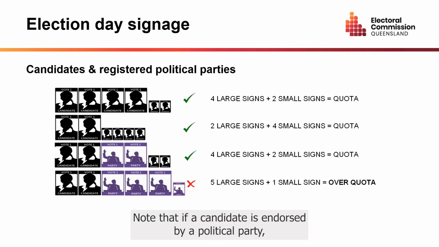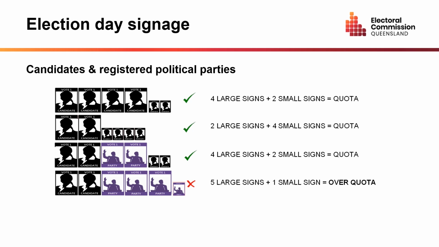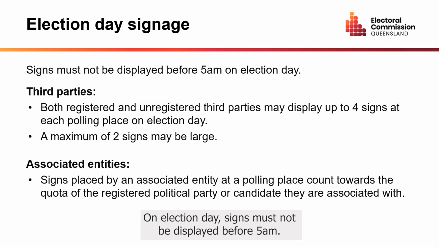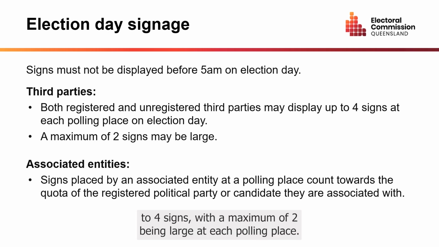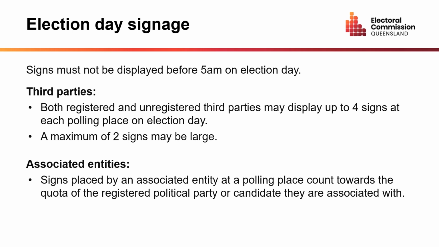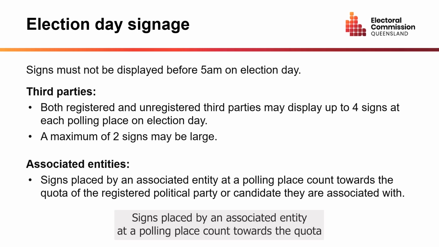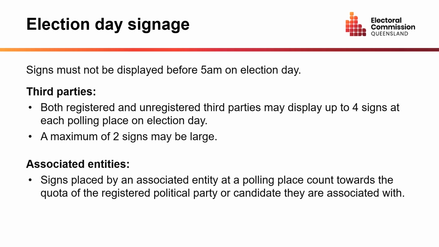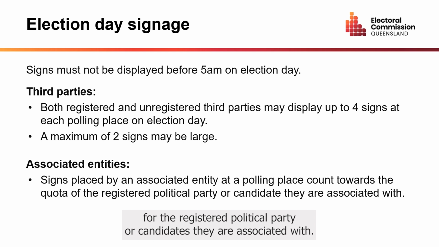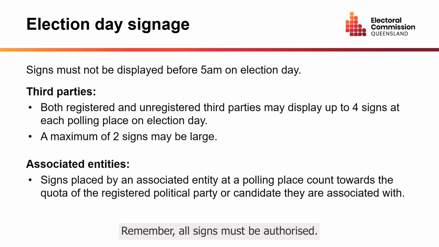Note that if a candidate is endorsed by a political party, then the party's signs are included in the candidate's quota. All signs must be authorised. On election day, signs must not be displayed before 5 a.m. Both registered and unregistered third parties may display up to 4 signs, with a maximum of 2 being large, at each polling place. Signs placed by associated entities at a polling place count towards the quota for the registered political party or candidates they are associated with. Remember, all signs must be authorised.